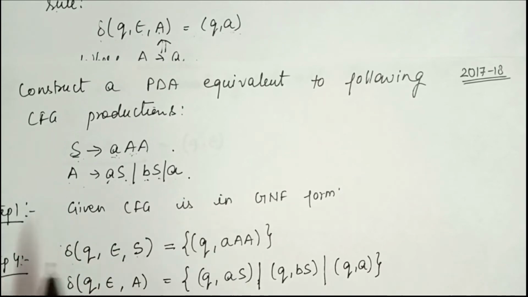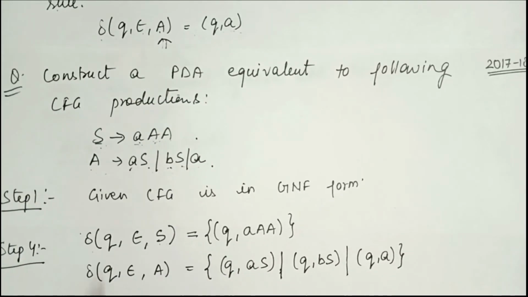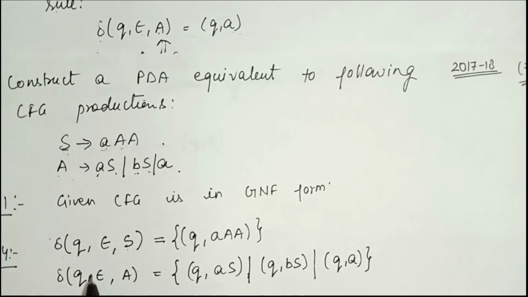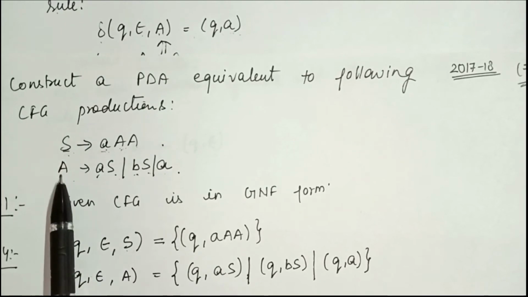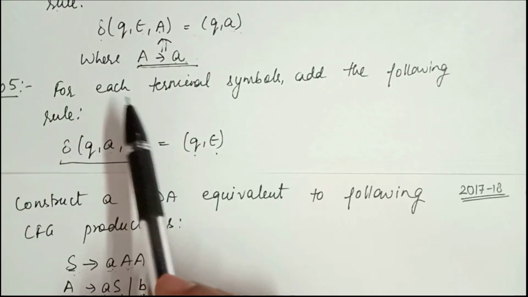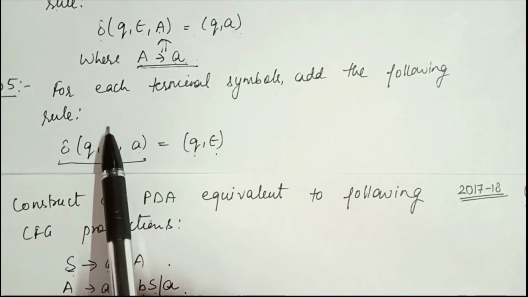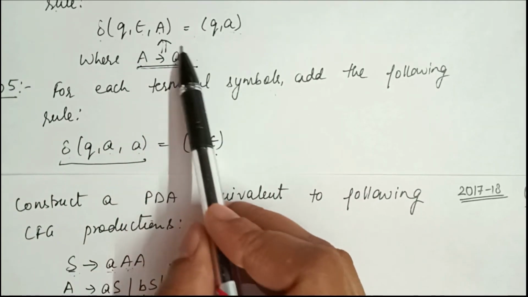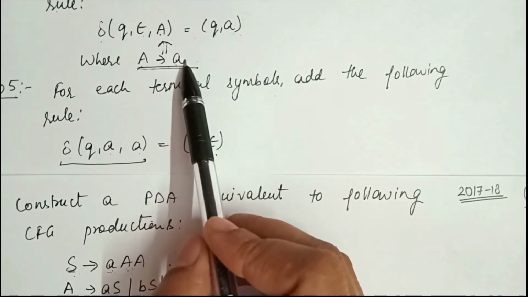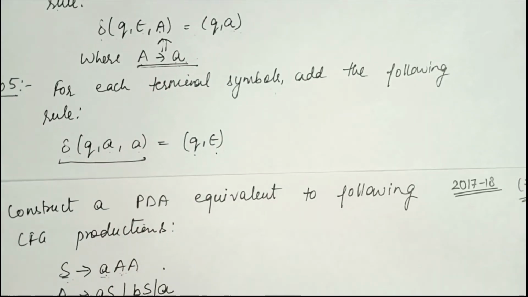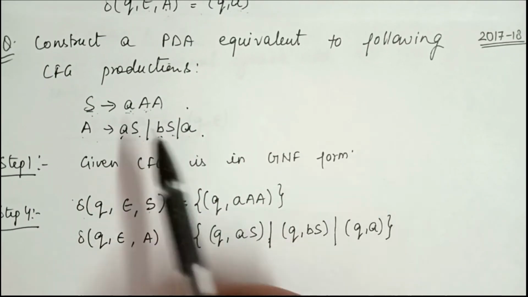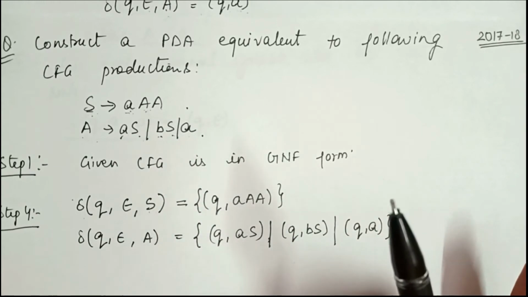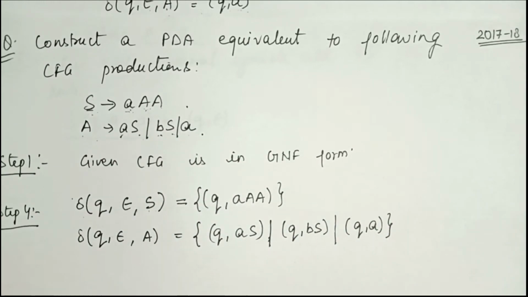From step 1 we directly move to step 4. For each non-terminal symbol we have to add the following rule, so we add the rule for S and add the rule for A. Now step 5 says that for each terminal symbol we have to add the following rule. In this particular example, small a and small b are the terminal symbols, so we have to add the following rules for small a as well as for small b.